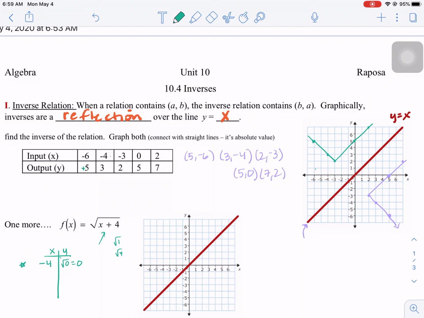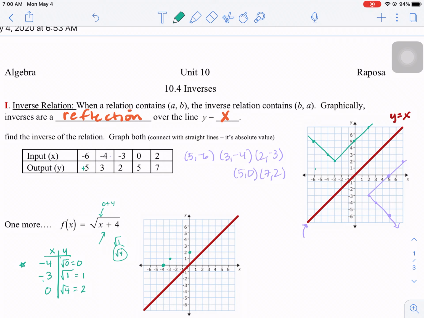So I'm going to use -3. If I plug in -3, I'm going to get the square root of 1, which is 1. If I want to make this 4, well, look, if I plug in a 0, 0 plus 4 is going to equal 4. So I want to plug in 0, and then I'm going to get the square root of 4, which is equal to 2. So let's plot these points: (-4, 0), (-3, 1), and (0, 2).